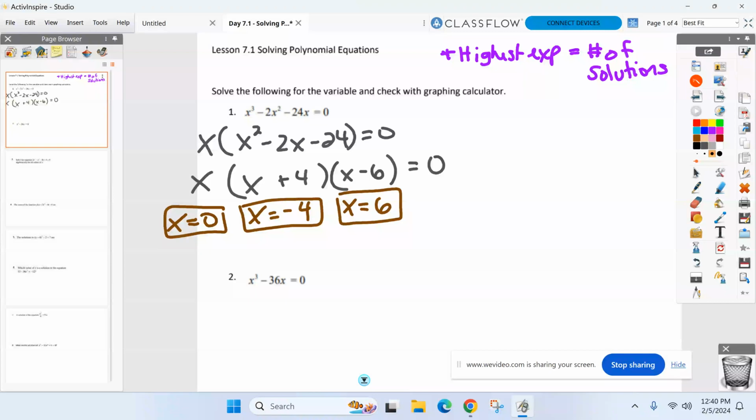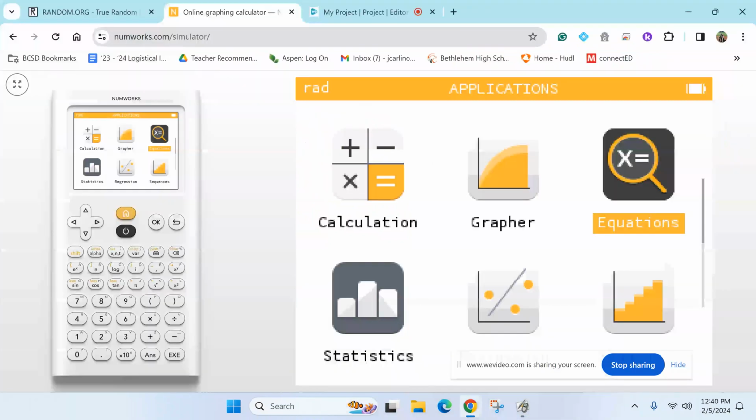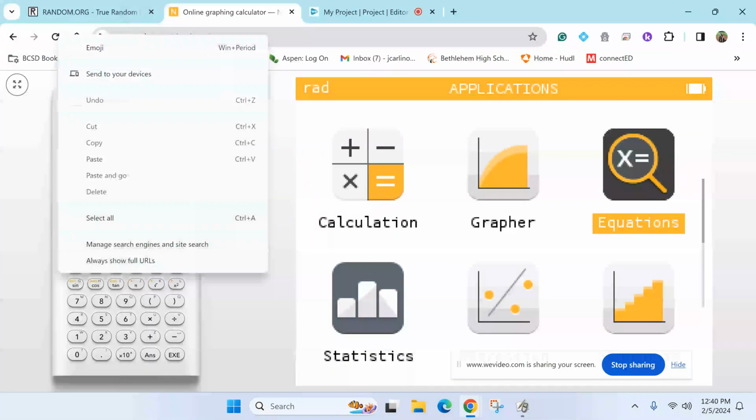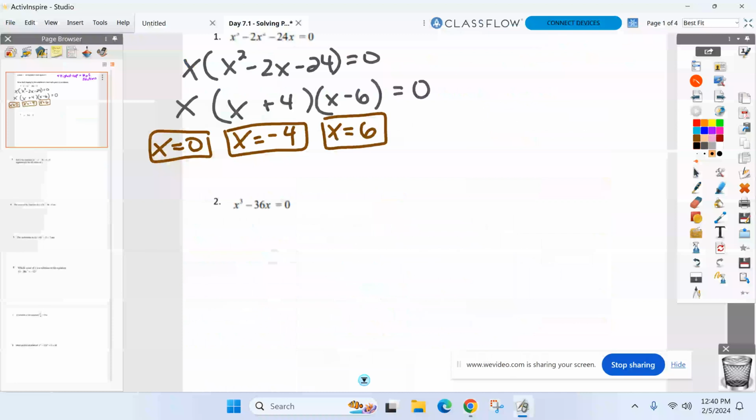Any issues here? Let's keep grinding away, because once I'm done, we're done for the day. Next one, it's already equal to 0. What are you looking to do first to factor this? Ariana, what do you have? GCF. Yep, of what? X. Take out an x. You want to tell me what's left? X squared minus 36. Good.